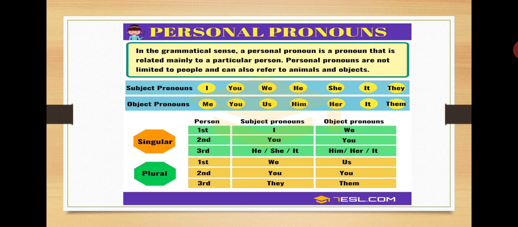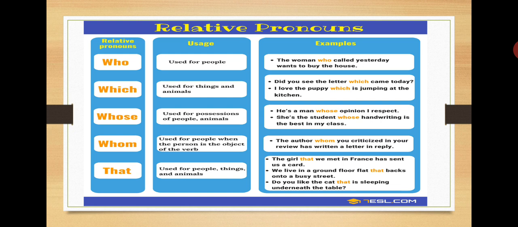Now, the second kind of pronoun, that is relative pronouns. So what are relative pronouns? Pronouns like who, whom, whose, which, that are called relative pronouns when they are used to join sentences. Now the following table shows the use of relative pronouns. Now who? It is used for people. In the example it is given, the woman who called yesterday wants to buy the house.